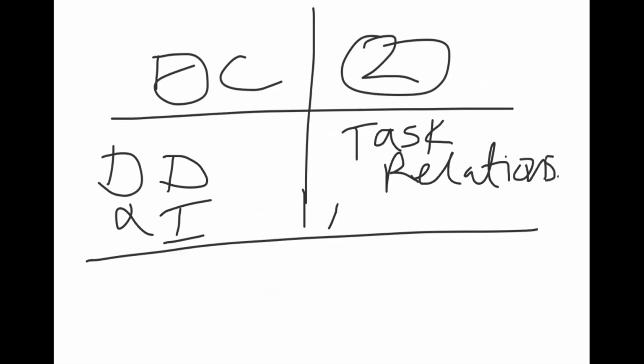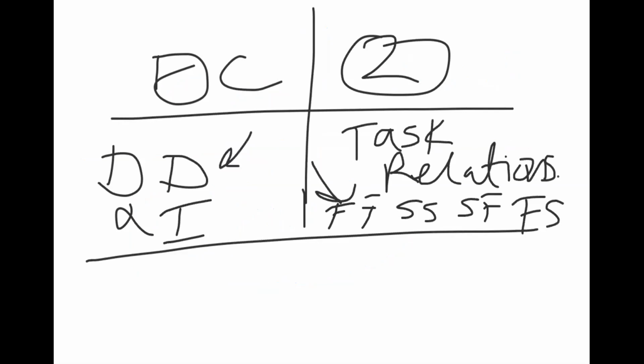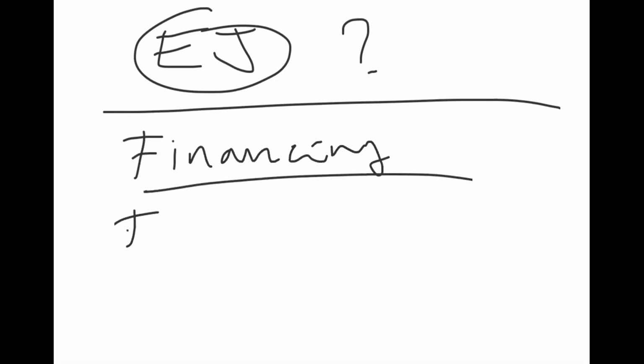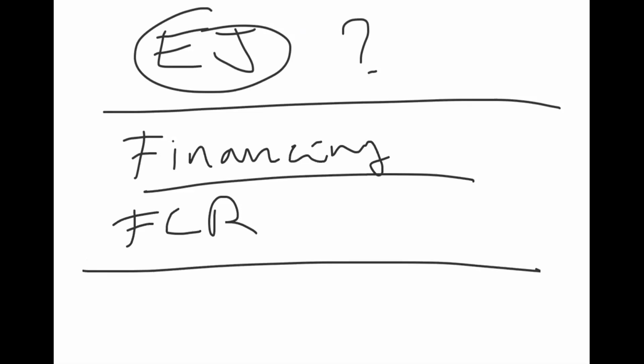In other words, finish to finish, start to start, start to finish, and finish to start. What is the difference between this and this? Do you know? All right. Expert judgment needs no introduction, but really, where is that expertise coming from? EJ comes from financing. There is only one place that is used. You better know it. Funding limit reconciliation. What is the difference between funding limit reconciliation versus project funding requirements? Do you know?